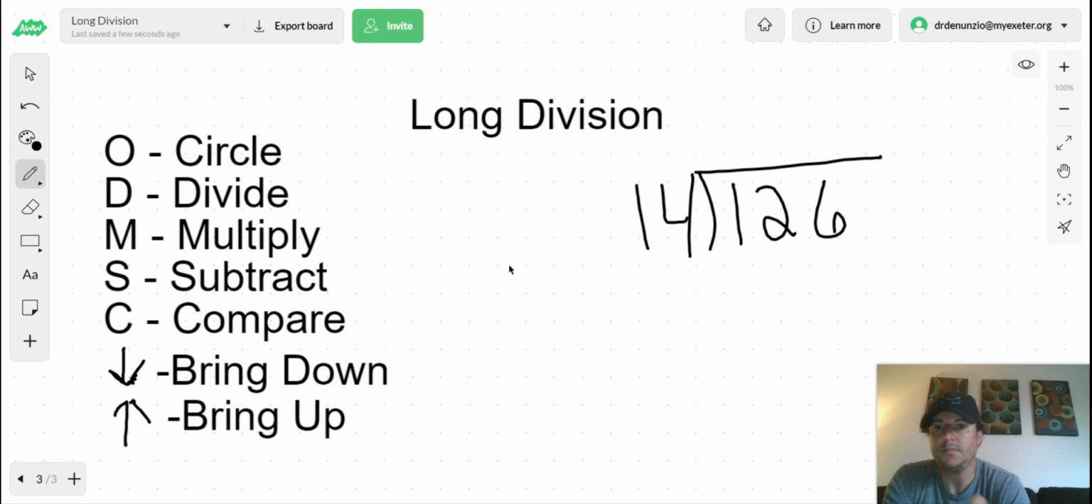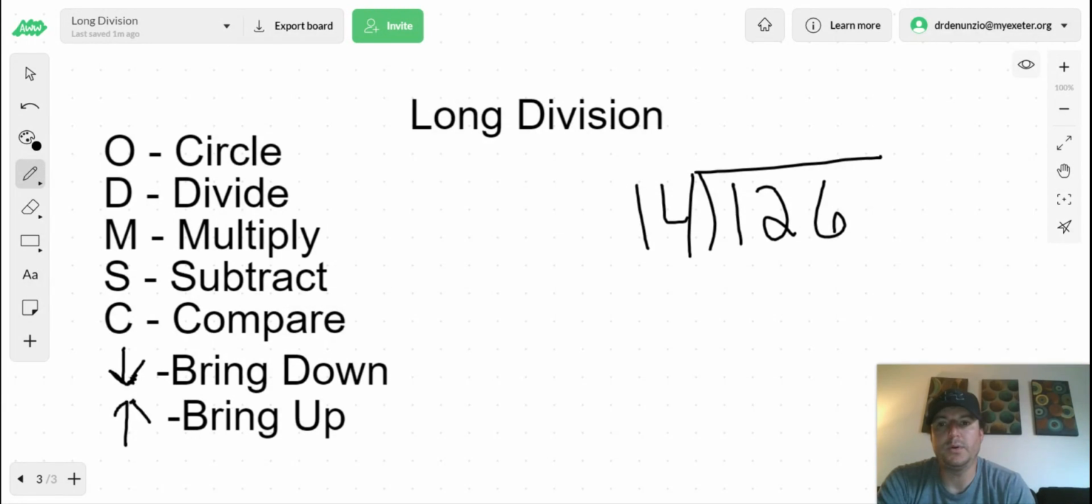All right? So there are a couple different steps. I came up with a really corny saying that, if we were in school, I'd probably introduce to you. It stands for the first couple letters here. If you see, it's an O, D, M, S, C, down arrow, up arrow. The corny saying that I would say is: O, dear Mr. Santa Claus, down the chimney, back up the chimney.